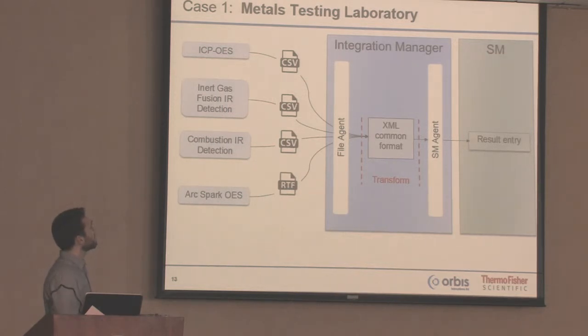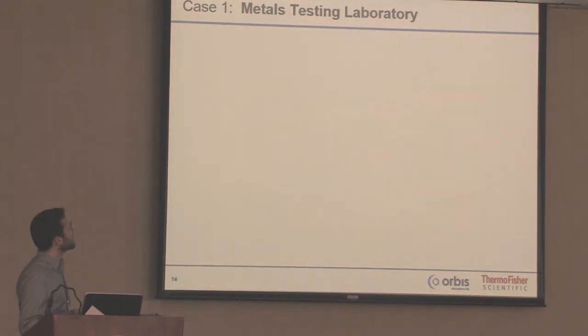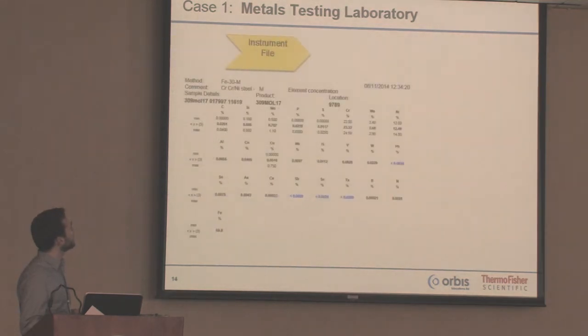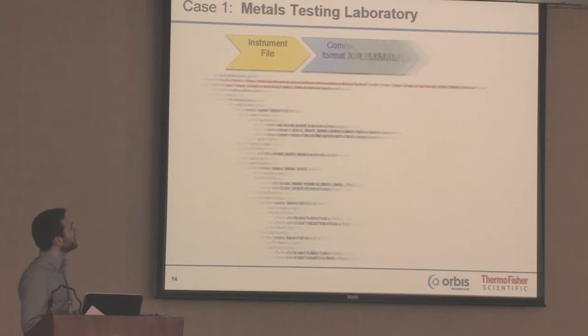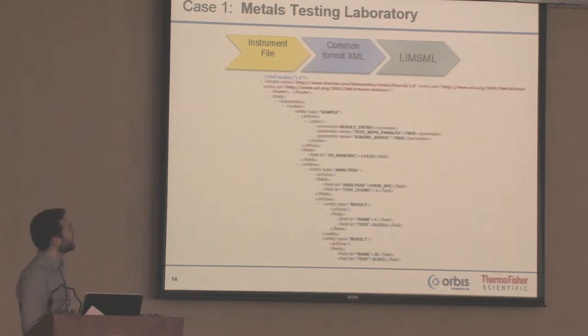Okay, so this is an example of the one-way integration that was carried out. And just to get a look at the transformations that were done within that process, we start out with an RTF instrument file here, moved it to our common XML format, and then finally to our LIMS format, which contains all the commands and results from the instruments that are carried out to the SampleManager. So you might be able to see that it's a result entry command.